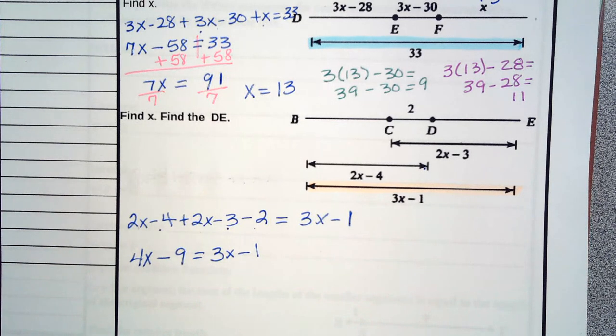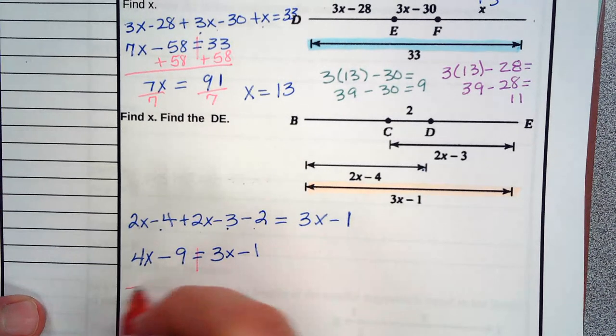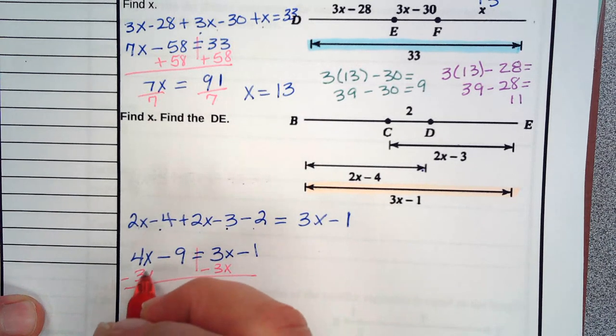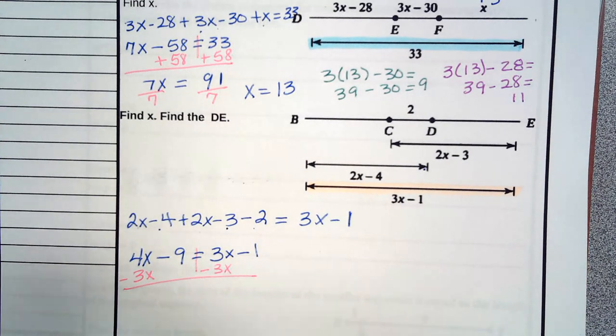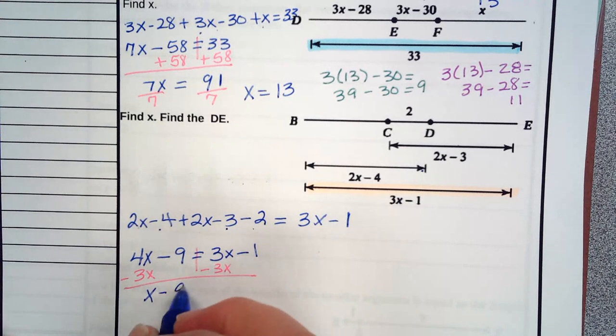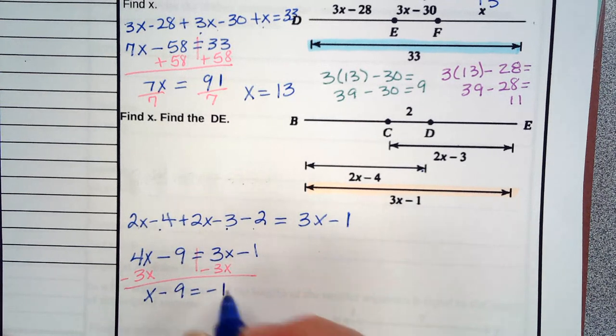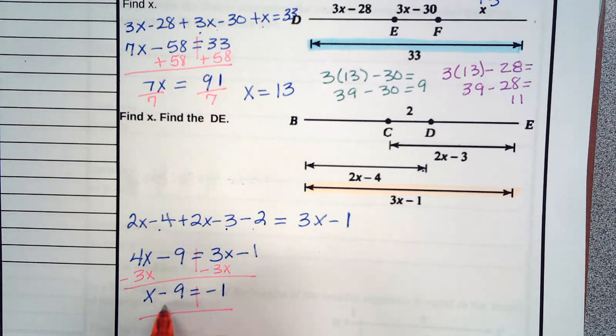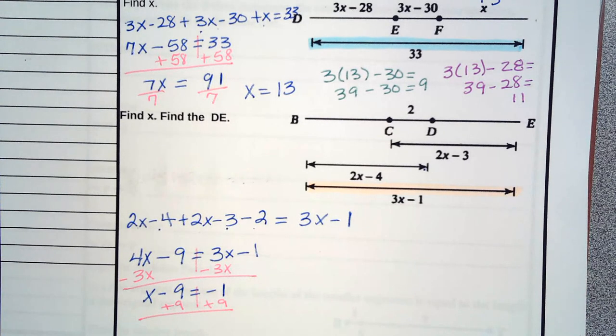Any questions? Okay, let's solve for x. Subtract 3x from both sides. x minus 9 is equal to negative 1. Add 9 to both sides. x is equal to 8.